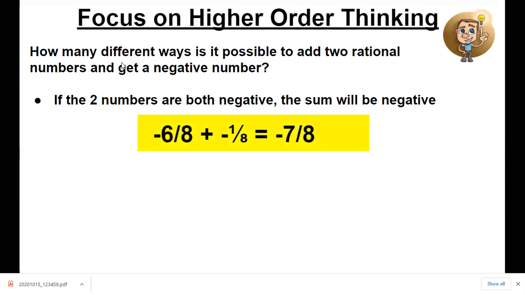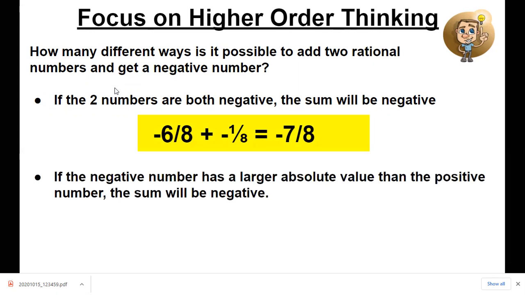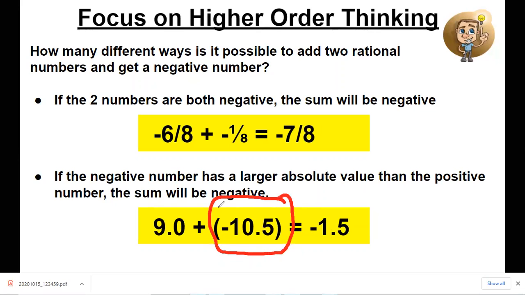So those will be one possible way. There's an example for you. Negative 6/8 plus negative 1/8 will give you negative 7/8. There's a negative answer. The other way is if the negative number has a larger absolute value than the positive number, the sum will be negative. For example, 9.0 plus negative 10.5 is going to give us a negative answer because the negative one is bigger than the 9, positive number, right? So the answer will take the sign of the bigger number with the absolute value. It will become a negative answer.